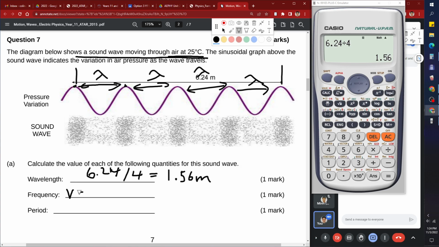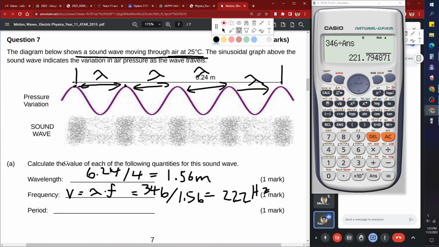But frequency is, according to the wave equation, speed equals wavelength times frequency. So frequency is the speed of sound divided by the wavelength. It's going to be equal to 346 divided by the wavelength. 346 divided by the previous answer, obviously, and it gives us 221 rounded to 222, 222 hertz.